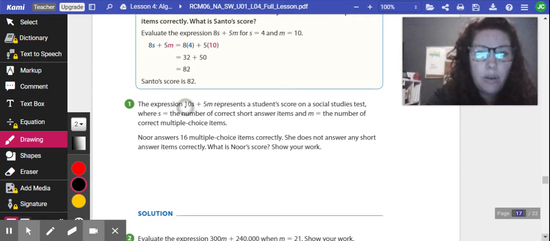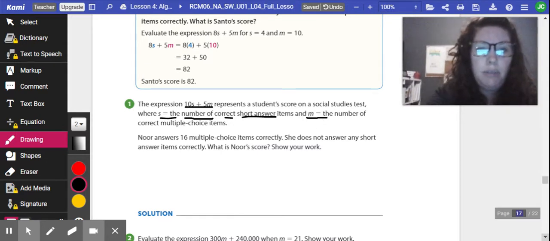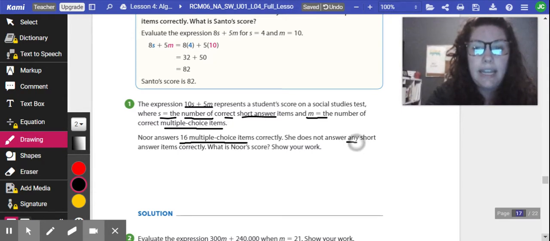First of all, we know that it is 10s plus 5m. That is our expression that we're dealing with. Okay, s is the number of short answers. m represents the number of multiple choice items. And then it talks about how she answers 16 multiple choice items correctly, but does not answer any short answer items correctly, okay? Okay, so let's go ahead and first rewrite the expression.